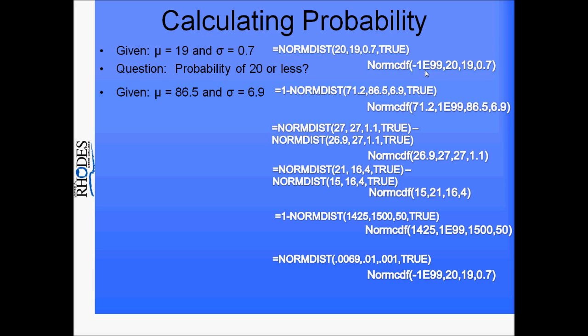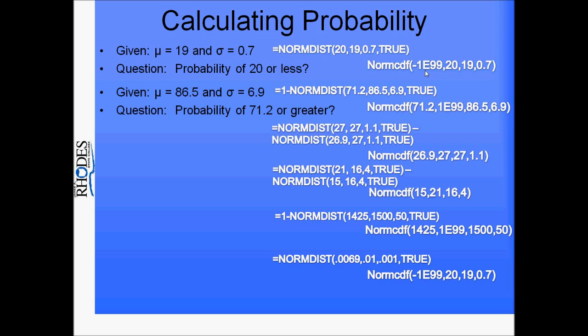All right. Next one, we changed the givens around. Now we have a mean of 86.5, a standard deviation of 6.9. I'll let you guys go ahead and plug these numbers in. Now, again, in Excel, you got to be careful. You're going to have to do a 1 minus the curve. So, the calculator thinks from left to right. So when you type in 71.2 as the number, it's going to give you the area from negative infinity to 71.2. But you want 71.2 or greater.